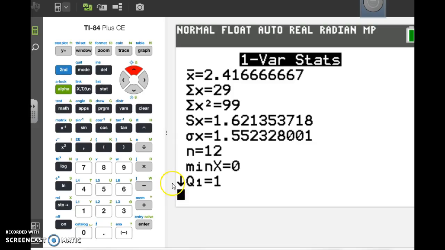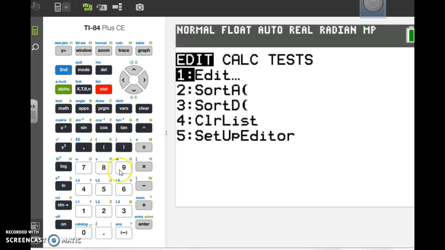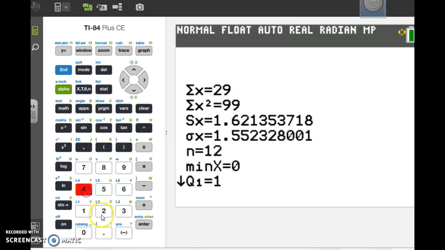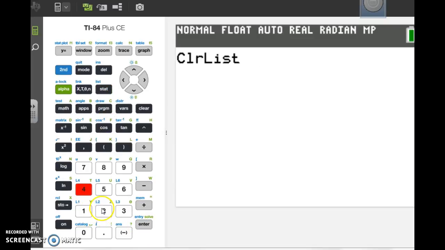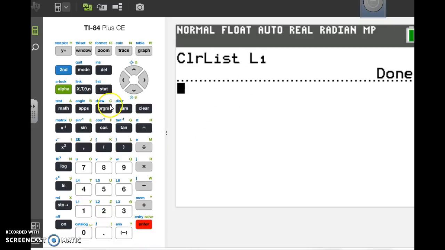Before I move on to the next thing, I want to clear out my list on this. So remember to do that, you press Stat, number 4, clear the list. And I'm going to pick list 1 I want to clear. So I press second and 1. Remember, it's in blue right here. It tells you L1. Press Enter, and it should say Done. So now it is blank.